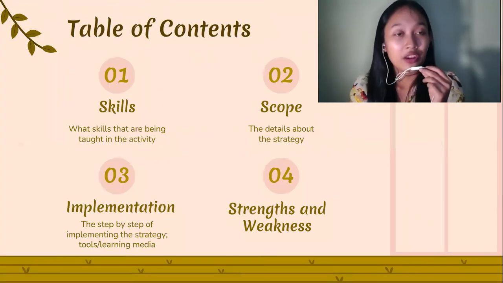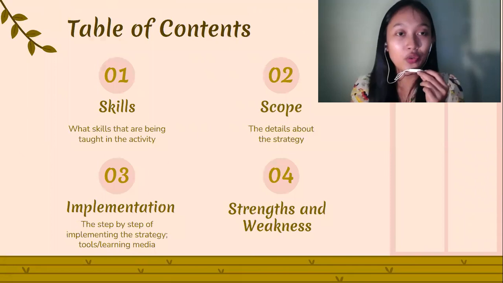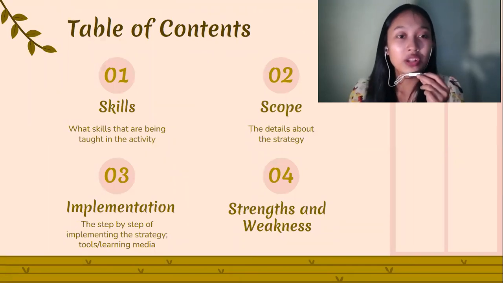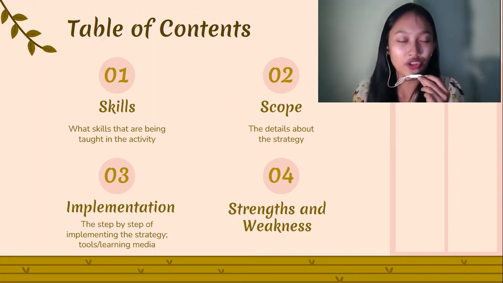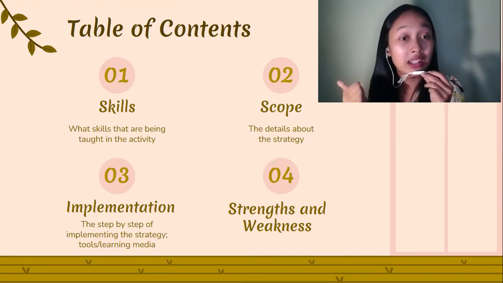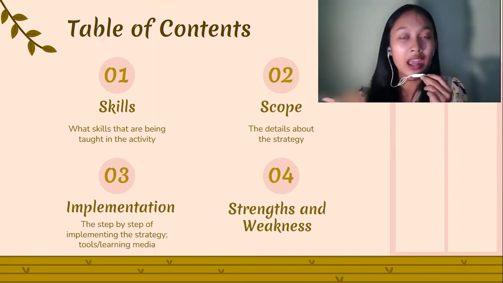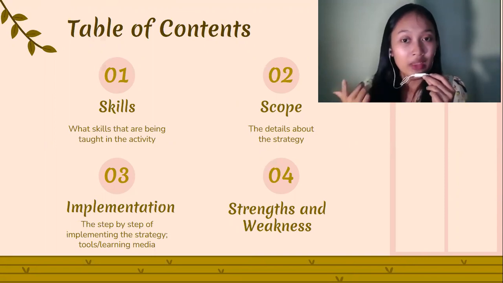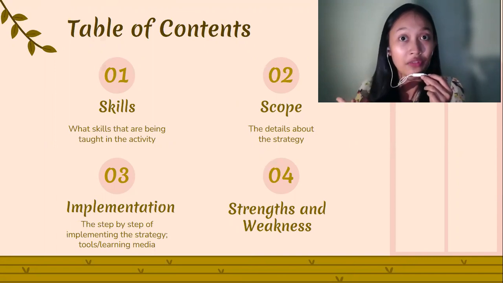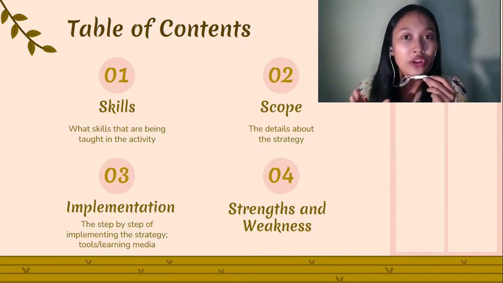Then the next one, you can see that I provide you with a table of contents, which covers several pieces of information that I will explain in this presentation. First, I will talk about the skills, which will cover mostly what skills are being taught by this activity. And the second one is the scope. This scope covers the information in detail about the strategy itself.